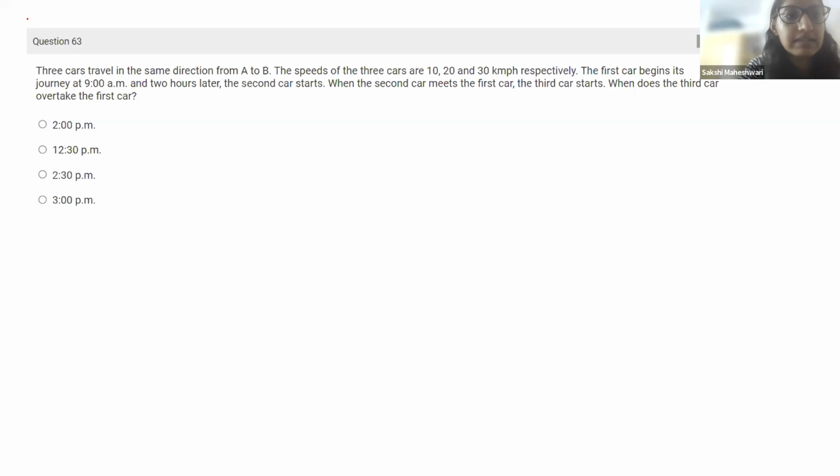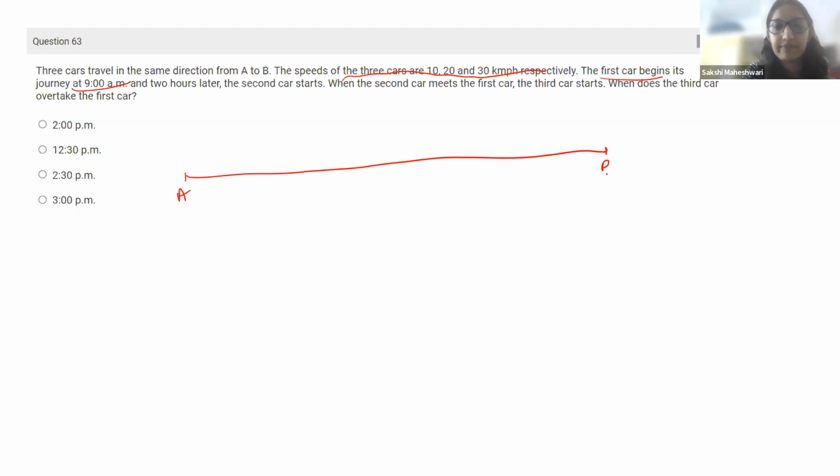So three cars will travel from A to B, and these are the speeds of the three cars. And the first car begins its journey at 9. Okay. So consider this is A and this is B. So at 9 a.m. the first car starts and it travels for 2 hours. So consider this arrives at 11 a.m. In 2 hours, this will cover 20 kilometers since it's traveling at 10 kilometers per hour.